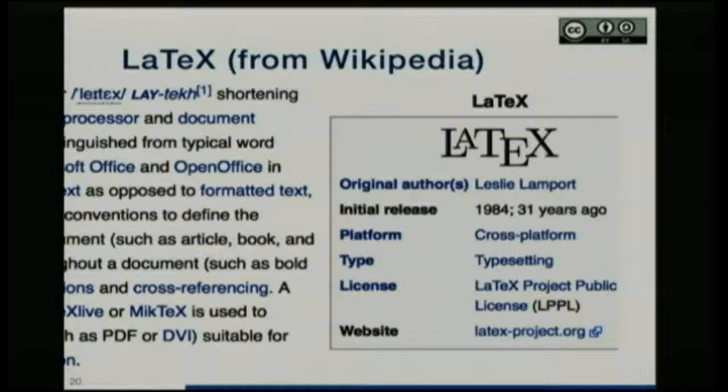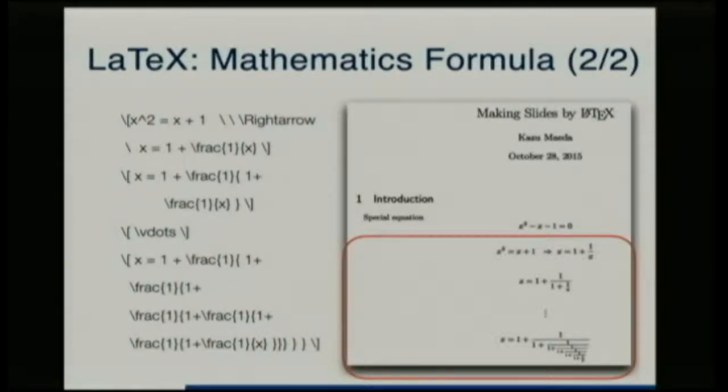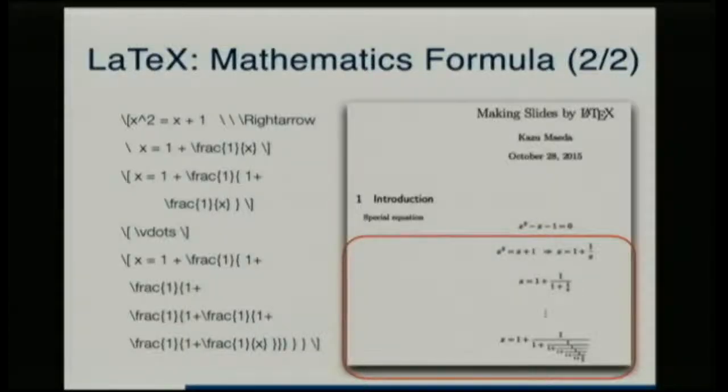So this is a very old software, 30 years old. I love LaTeX very much. We can write beautiful mathematical formulas right here, and I write here, this is the source code: LaTeX document class, title, author, date, begin document here. This is a mathematical formula for this one. Here is a very complicated equation: x equals 1 plus frac 1 over 1 plus frac 1 over 1, whatever. A very complicated one, but we can write this kind of beautiful formula. This is a very good thing about LaTeX.